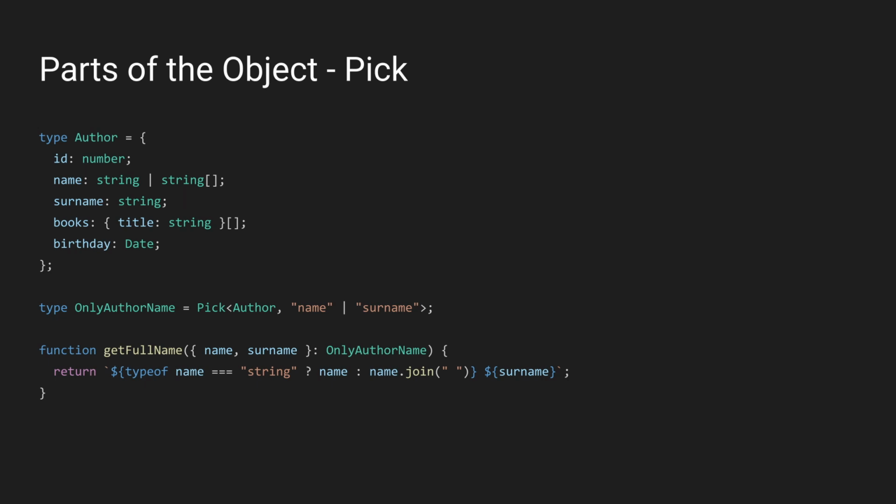Imagine that we want to use the function with only partial data, for example, without fetching books. Having a less strict input makes the function more flexible, as it does not require as much data as the original type.